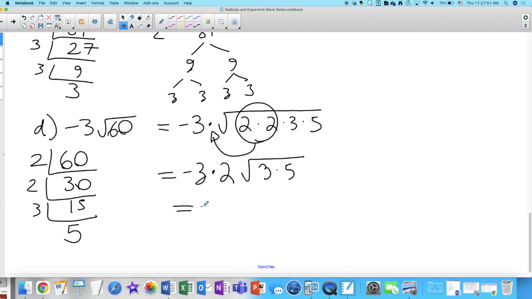So if you were doing cube roots, instead of looking for pairs, would you look for groups of 3? Yep. And then just take one away. Correct. And then finally, the last one is the square root of 26.